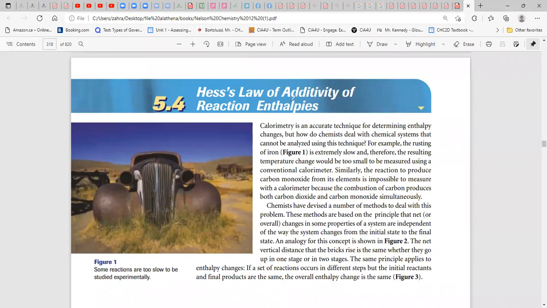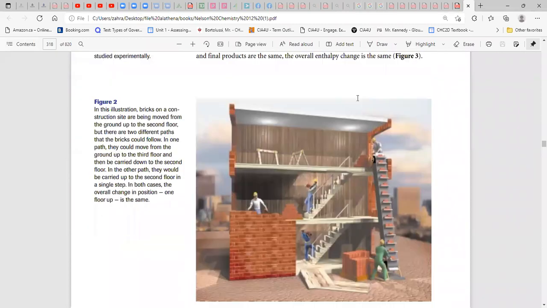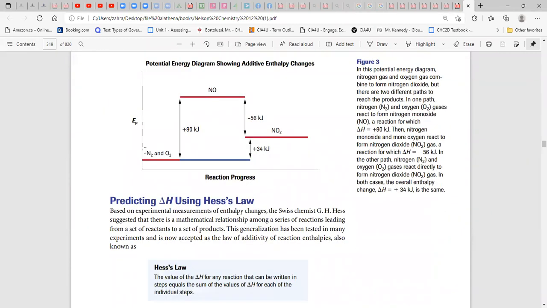5.4 Hess's law of additivity of reaction enthalpies. Okay, let's see what this is. As you see, a reaction might not be just one stage or one reaction. To get to a product, there might be multiple reactions happening.